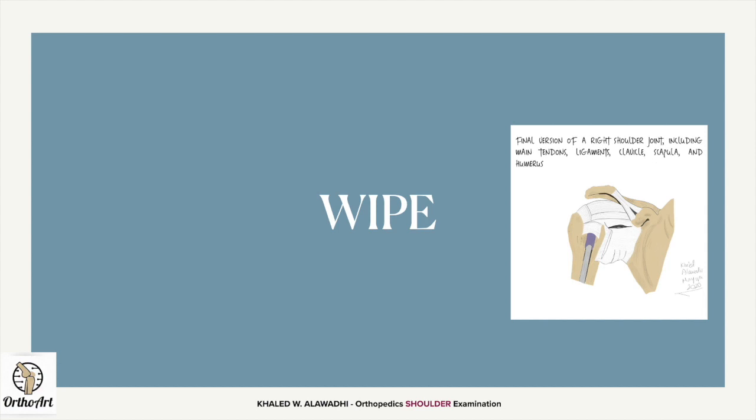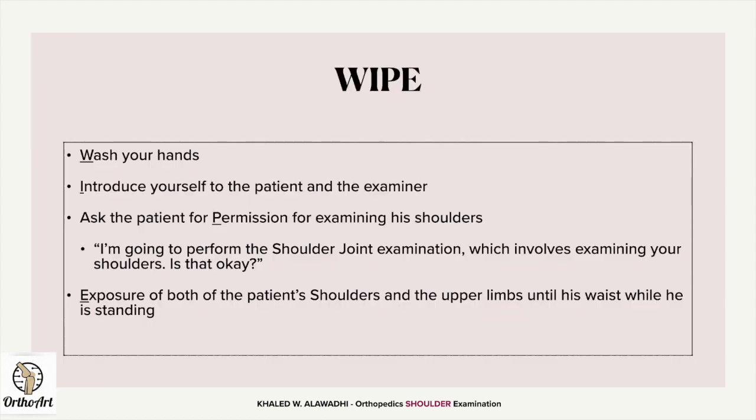So start first with wipe. In wipe, wash your hands, introduce yourself to the patient and examiner. Ask the patient for permission to examine his shoulder: I'm going to perform the shoulder joint examination, which involves examining your shoulders. Is that okay? Then you expose both of the patient's shoulders and the upper limbs down to his waist while he is standing. This is very important, you have to mention.